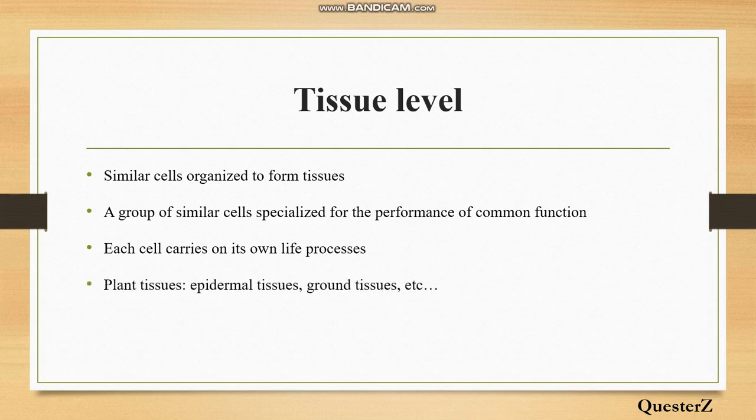For example, you have plant tissues such as epidermal tissues and ground tissues. While in animals, nervous tissues and muscular tissues are some examples of tissues as well.